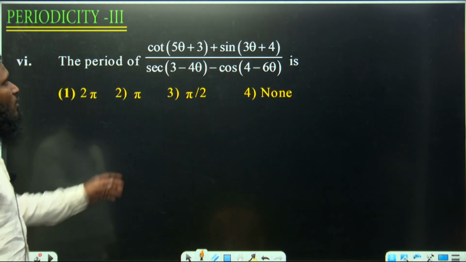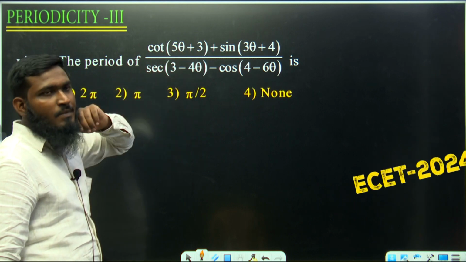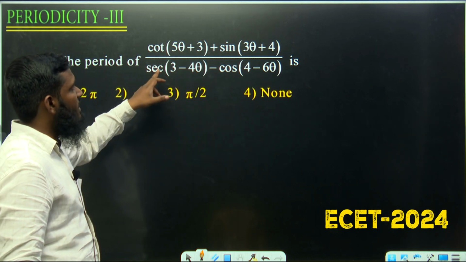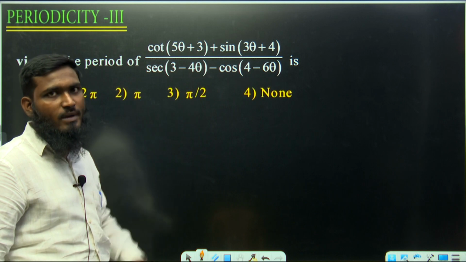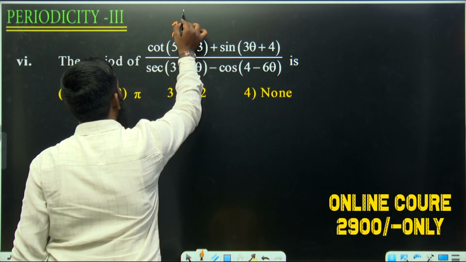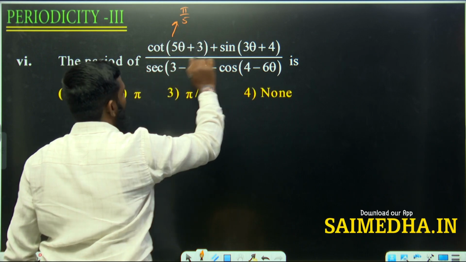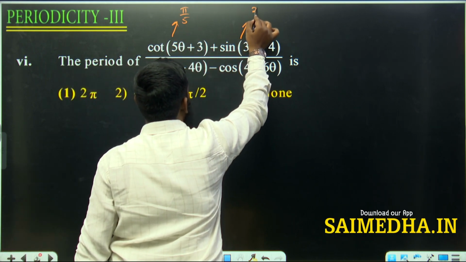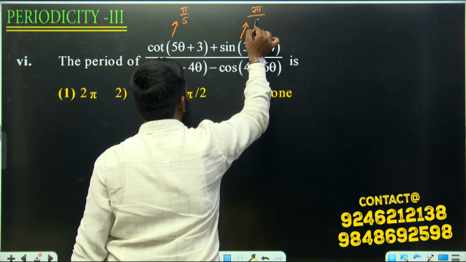Next part. The period of cot(5 theta plus 3) plus sin(3 theta plus 4) divided by sec(3 minus 4 theta) minus cos(4 minus 6 theta). Now if you go with this function, for cot what do we have? Pi divided by 5. Okay. For sin, what do we have over here? 2 pi by 3.